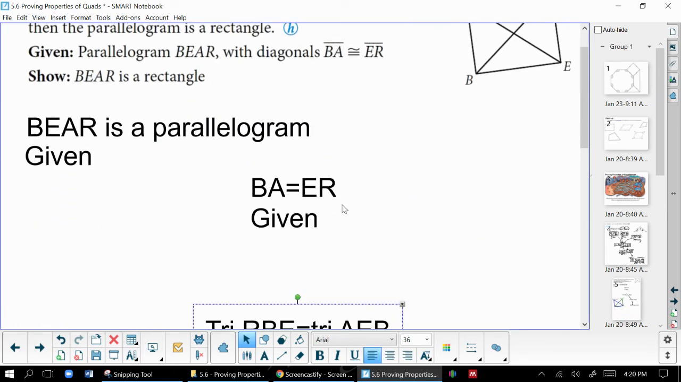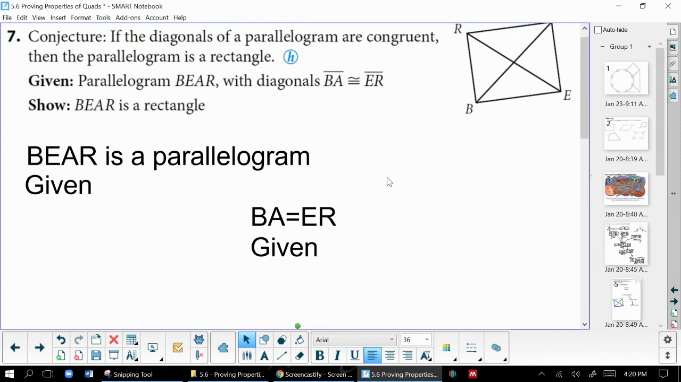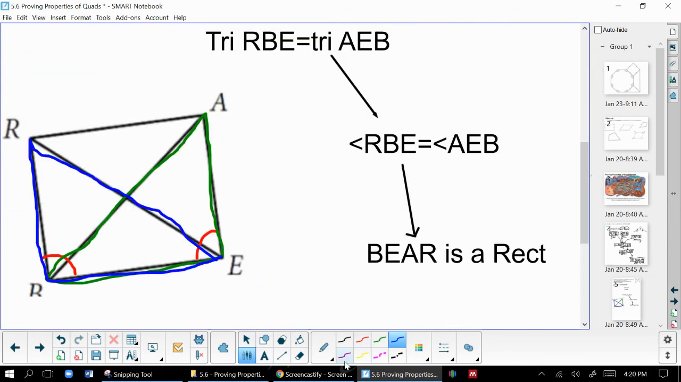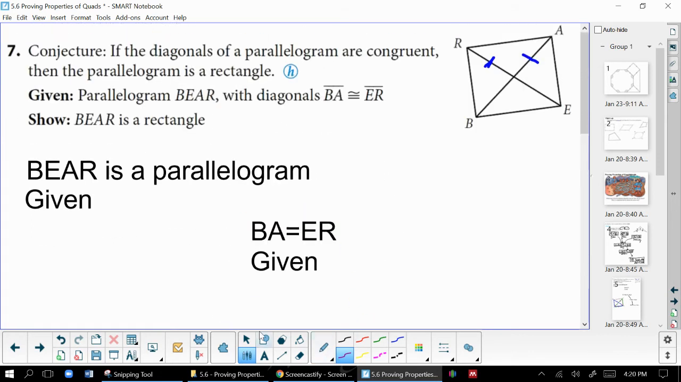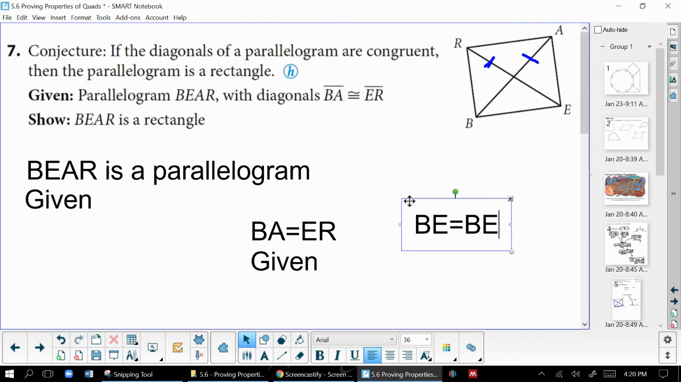So I've got one of my congruent sides there. Those are the ones that go across like that. So that would be this one and this one. Now, other ones I have are BE. I can count BE congruent to itself because it's the same segment. So BE is equal to BE. That is the same segment.